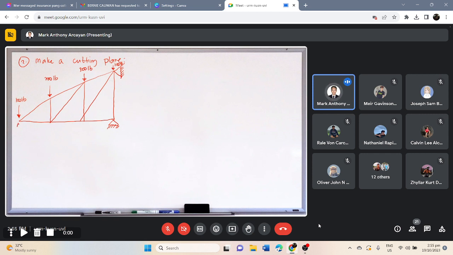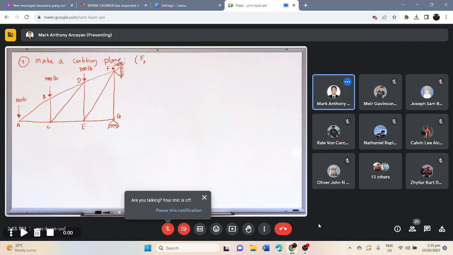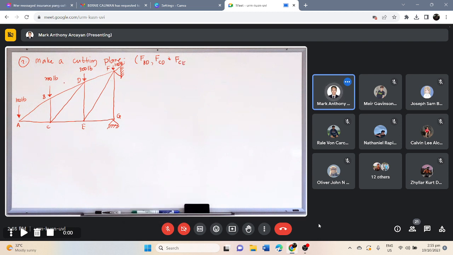Okay? Then we label the pins A, B, C, D, E, F, and G. What we want to solve are the internal forces in members BD, CD, and CE. So our cutting plane passes through these three members. Then we take the left side section. This arrow indicates that the left section is what we take. We extract the left section, and this is what remains.